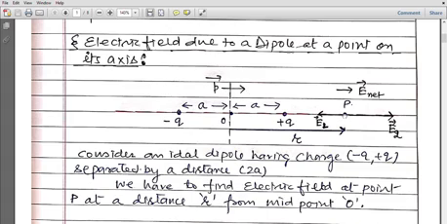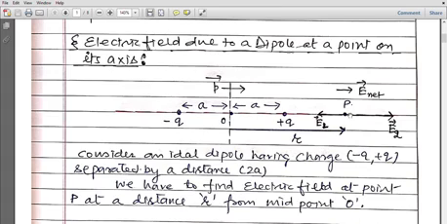Now how will you calculate the net electric field at point P? Just by the superposition principle. First of all, calculate the electric field due to charge minus q and then calculate the electric field due to plus q and just find the net electric field. Now minus q is far from P, so the electric field due to minus q will be less. Plus q is comparatively close to P, so the electric field due to plus q will be more. Magnitude of E2 is greater than E1.